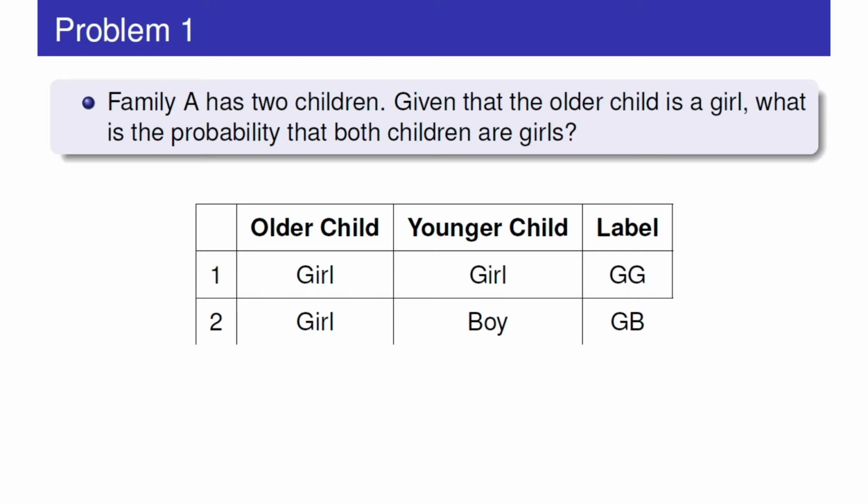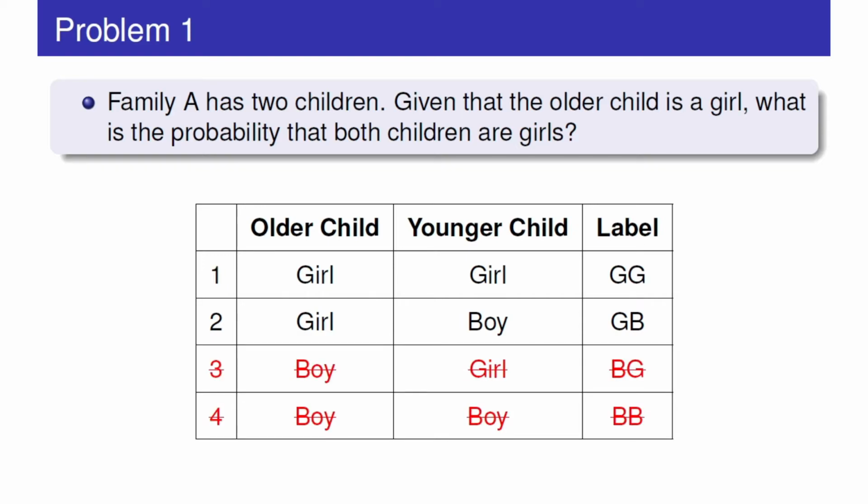Now, 3 and 4 don't fit into this condition, so we do not consider them. We only consider outcome 1 and outcome 2. Now, based on these two possible outcomes, what is the probability that both children are girls? As we can see, that's 1 out of 2. So the probability is 1 over 2.